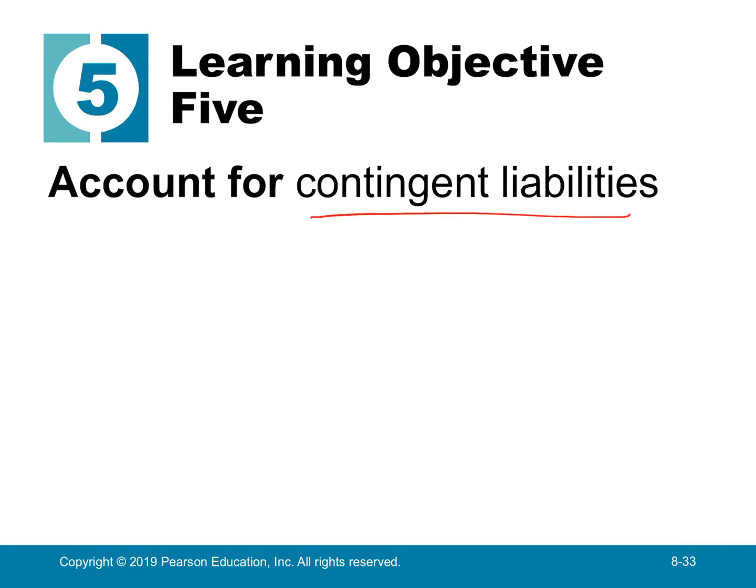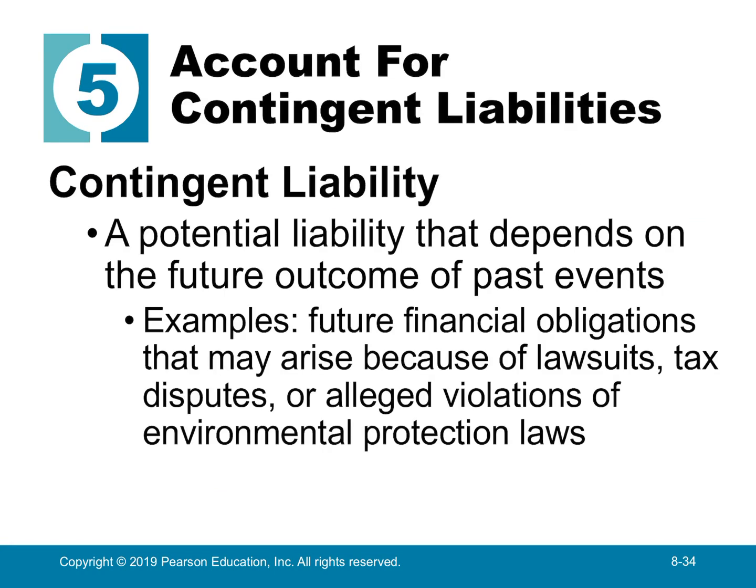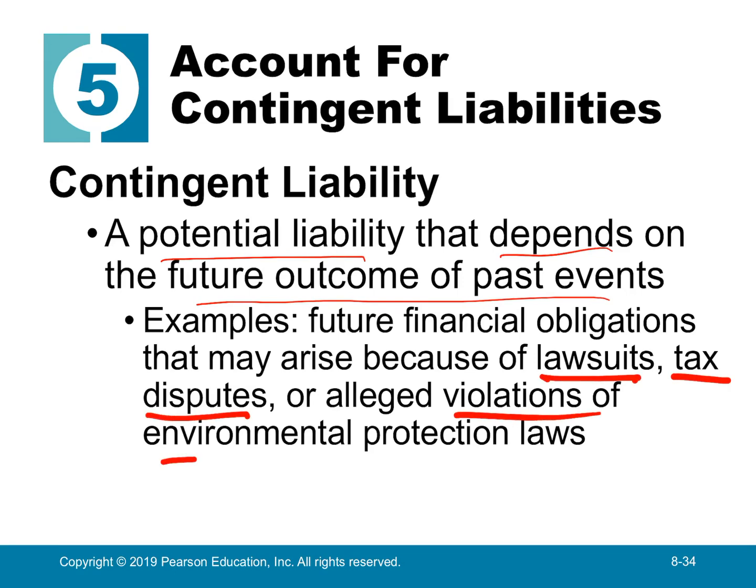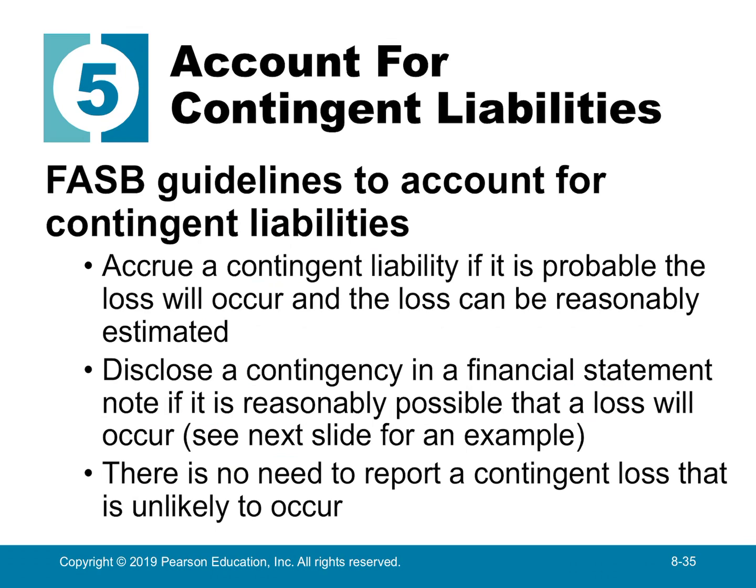Finally, let's talk about contingent liabilities. So what is this? This is a potential liability that's going to depend on some future outcome of past events. So things like lawsuits, tax disputes with the IRS, or if you violate environmental protection laws as a company, right? So you likely will have some potential liability, but it's a future outcome that is uncertain. So what guidelines does the FASB provide for accounting for these types of liabilities?